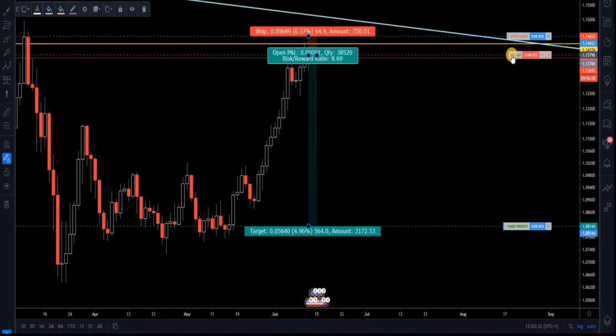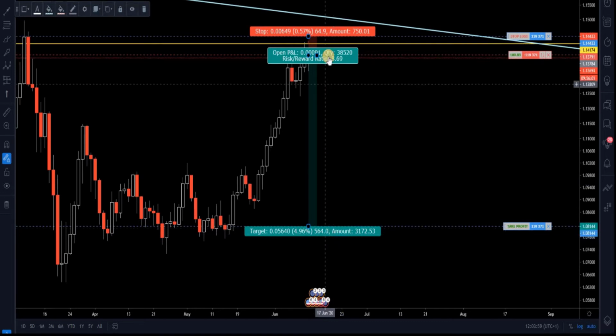As you can see, we've got a live position here. Obviously we do our analysis on TradingView, and I've already entered on our live accounts that we look after. So what we're looking at is 64 pips worth of risk, 8.69 to 1 risk reward should this trade come off, and 564 pips in profit should we be successful.